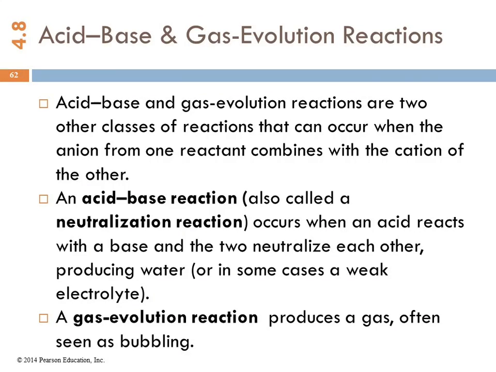There are two other classes of reaction that can happen when we take an anion and a cation and combine them together. We were talking about precipitation reactions. These are also called double replacement reactions because they're swapping partners.